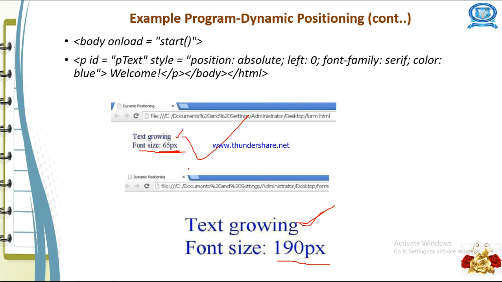This is the output of this particular program, that is dynamic positioning. The position is changed dynamically. With the lowest font size, the text automatically keeps growing. And if the font size increases, then automatically the text size also increases. It is based on the font size that the text grows. That is the basic concept of this program.